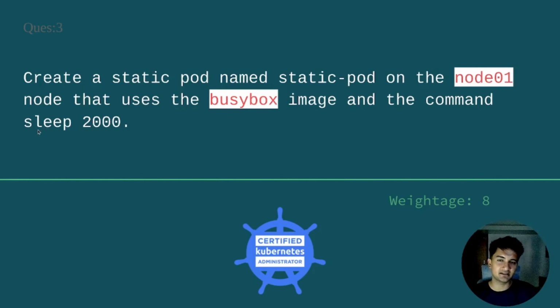As we have already discussed in the first question, static pods are something that have manifests stored in the /etc/kubernetes/manifests folder, and they are usually run on any of the nodes. In this question, we are asked to specifically run this pod on node01 and use this image. So let's see how we can solve this.